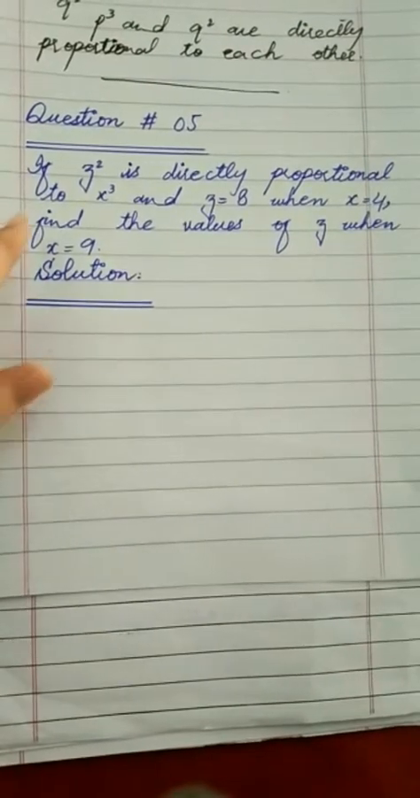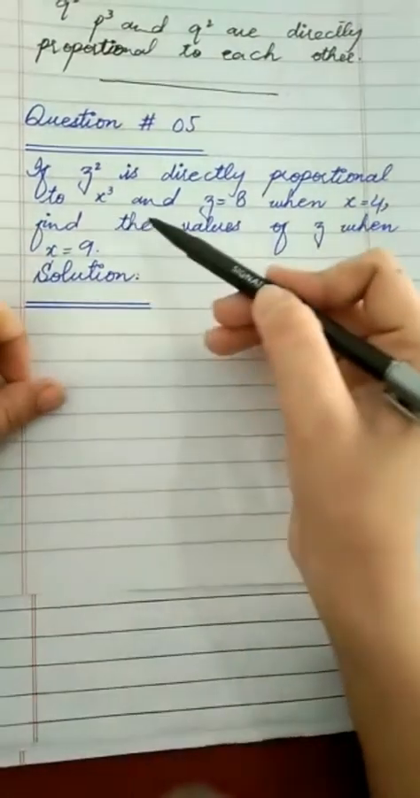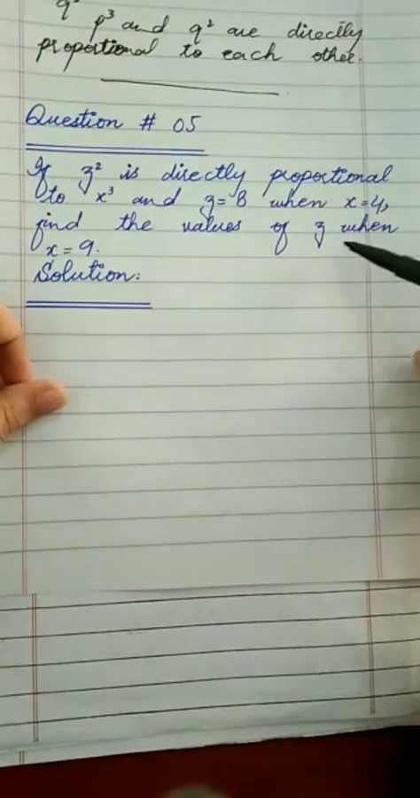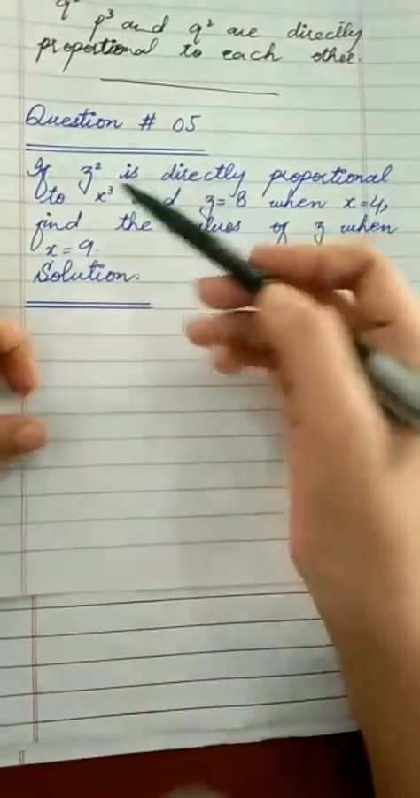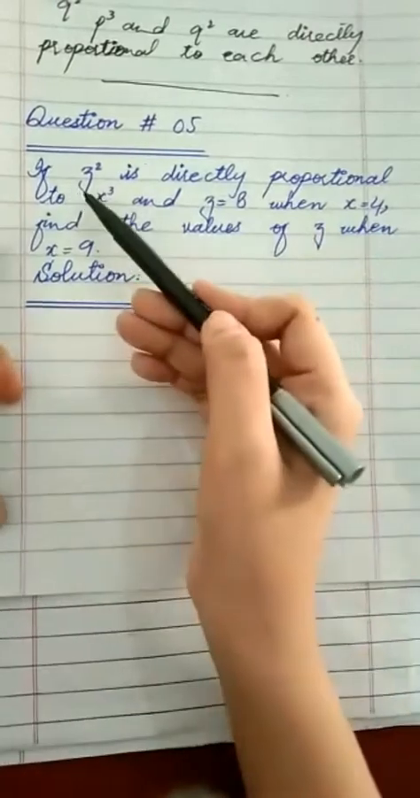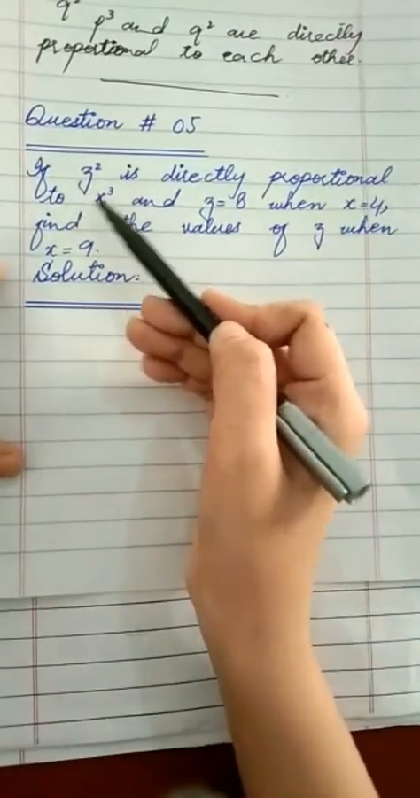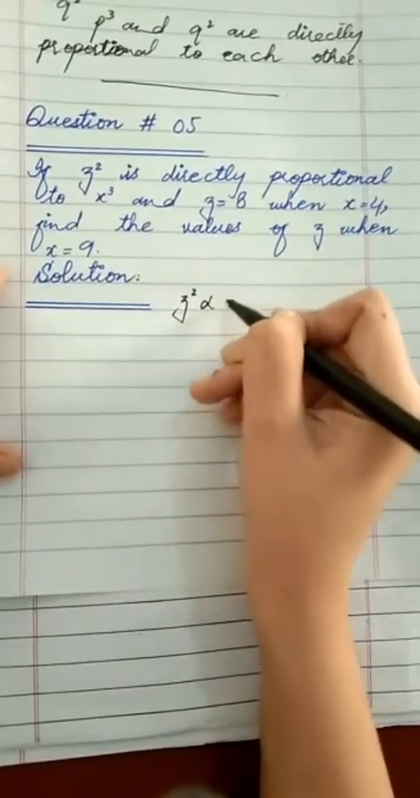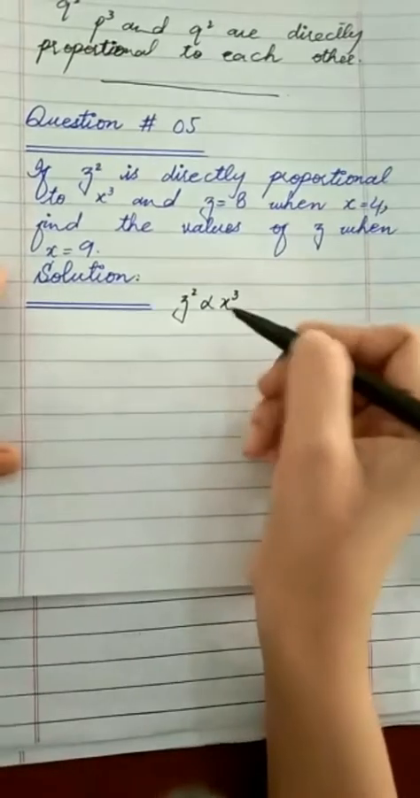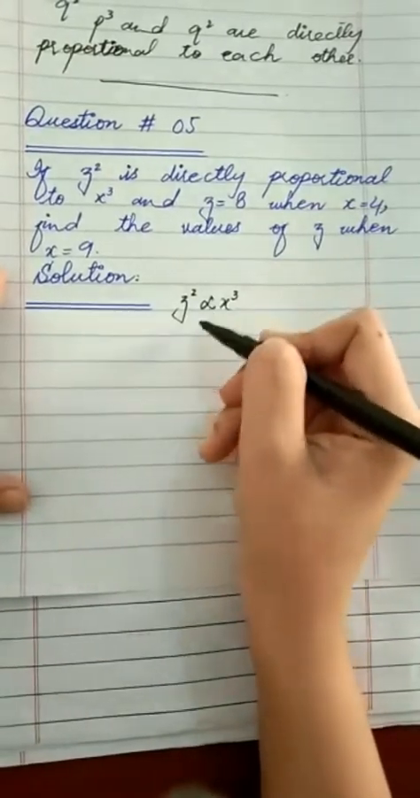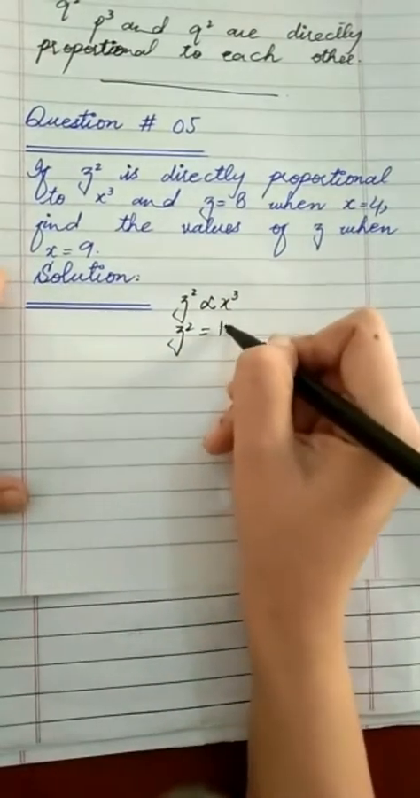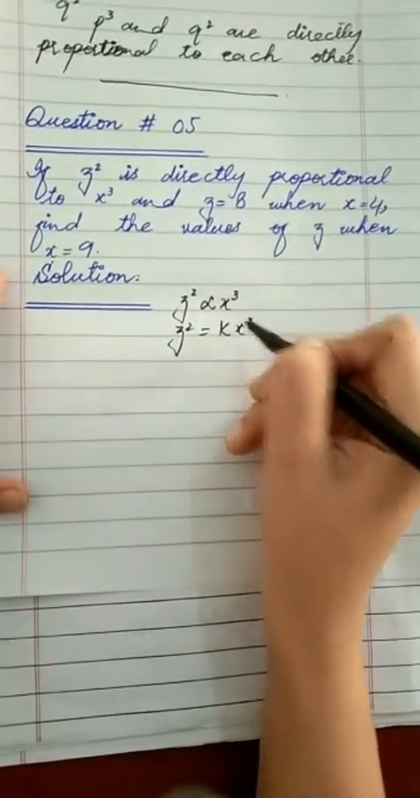Okay students, exercise number 1B, question number 5 now. If z square is directly proportional to x cube and z is equal to 8 when x is equal to 4, find the value of z when x is equal to 9. First of all, we know that z square is directly proportional to x cube, so we write z square is directly proportional to x cube. But we don't need the sign, we have to remove the sign by inserting k. Z square is equal to k x cube.